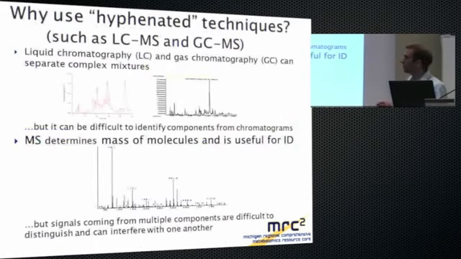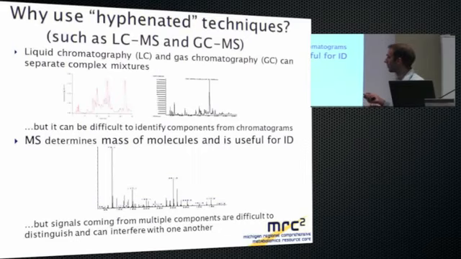Okay, briefly, why? Let's put it all together. Why do we want to use a hyphenated technique? Why can't we just do LC or just do mass spec and call that good enough? Well, LC and GC are useful for separating complex mixtures, but they may not be enough to separate a complex mixture, like a sample of plasma.